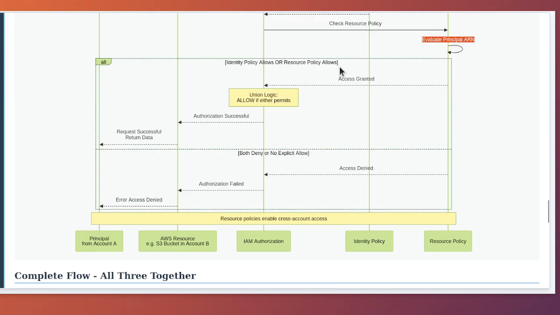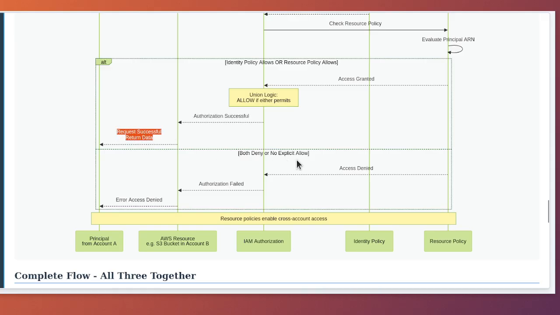The diagram then shows an alt box with 2 paths. In the success path labeled Identity Policy allows or Resource Policy allows, Resource Policy responds with access granted. The note box shows union logic allow if either permits. This is the key difference from permission boundaries. IAM authorization sends authorization successful to resource, and resource responds to principal with request successful return data.